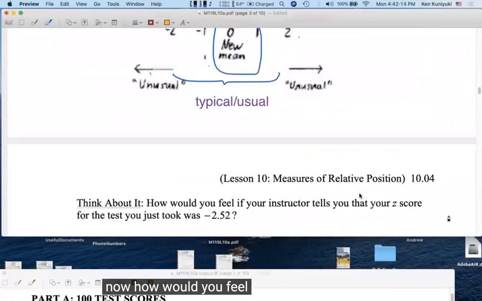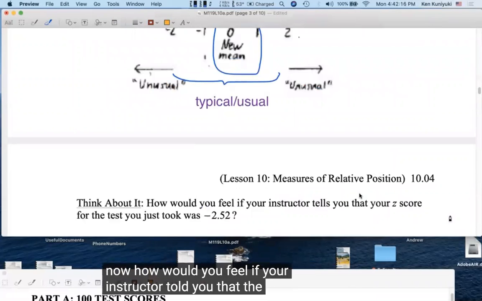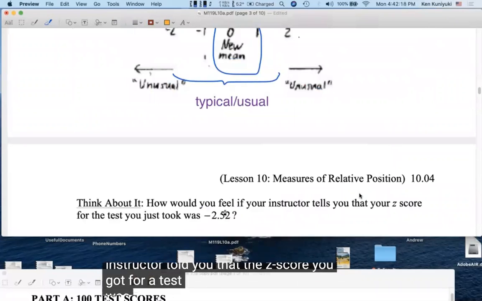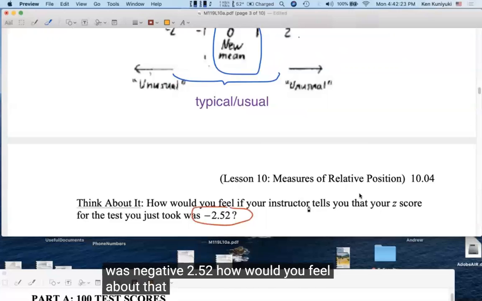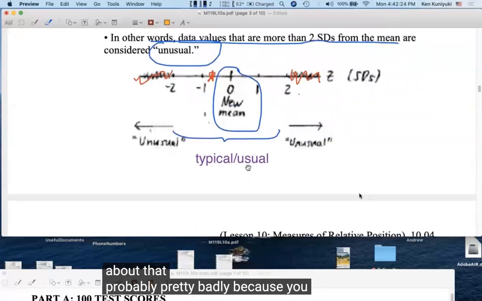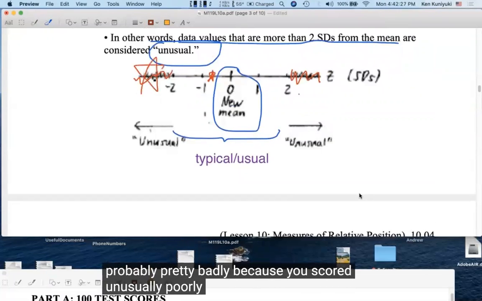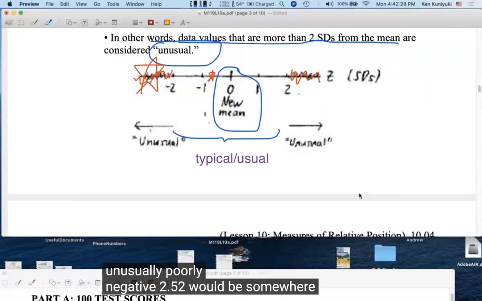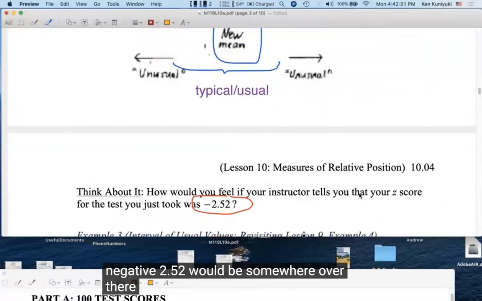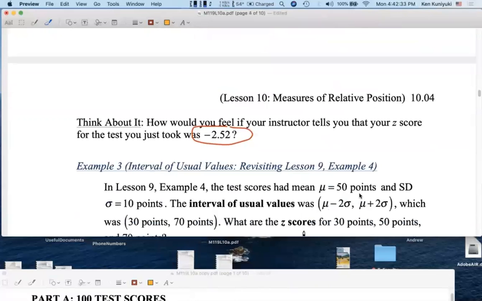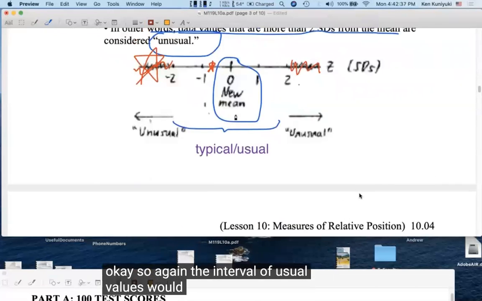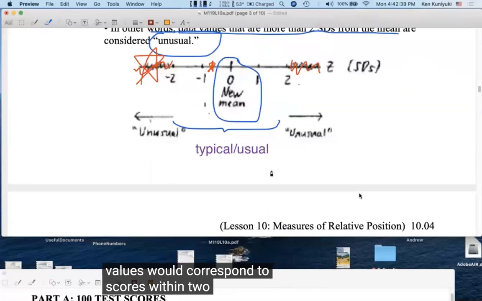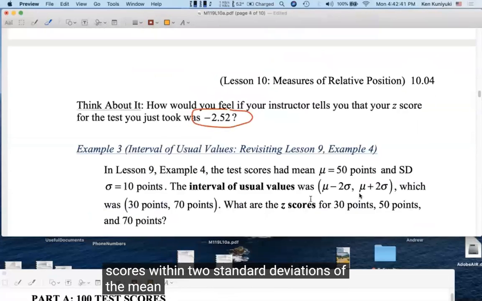Now, how would you feel if your instructor told you that the z-score you got for a test was -2.52? How would you feel about that? Probably pretty badly, because you scored unusually poorly. -2.52 would be somewhere over there. Okay, so again, the interval of usual values would correspond to scores within 2 standard deviations of the mean.